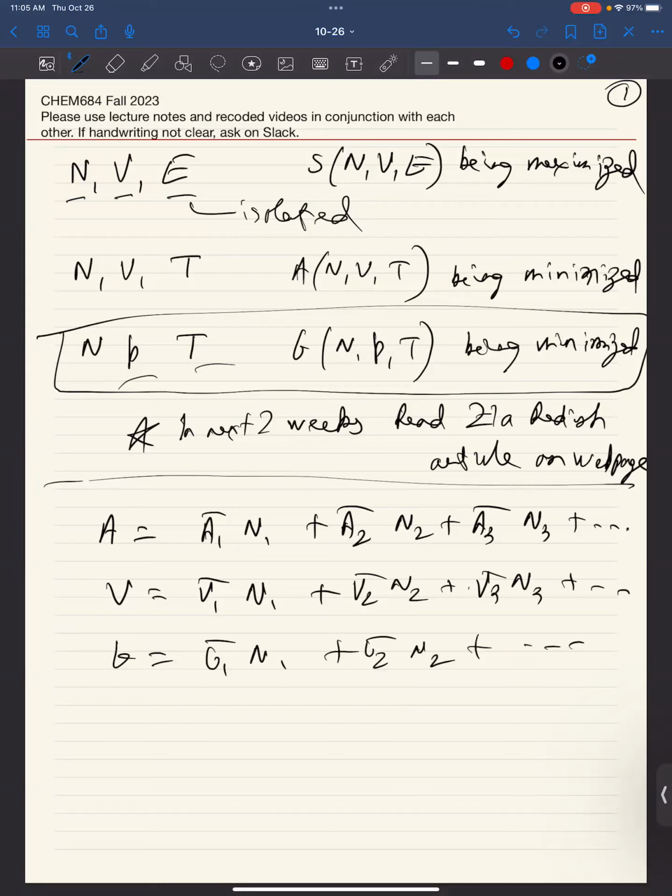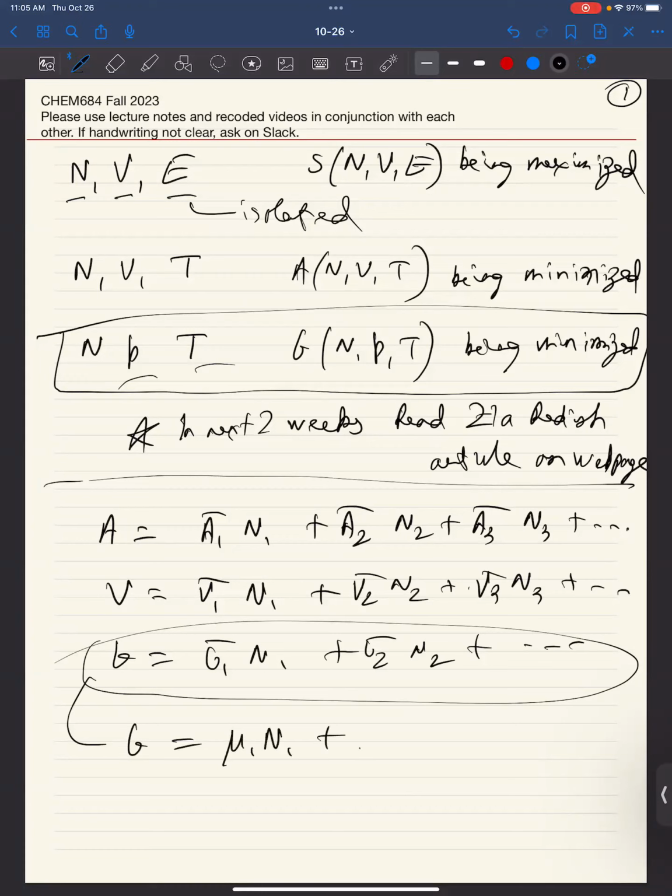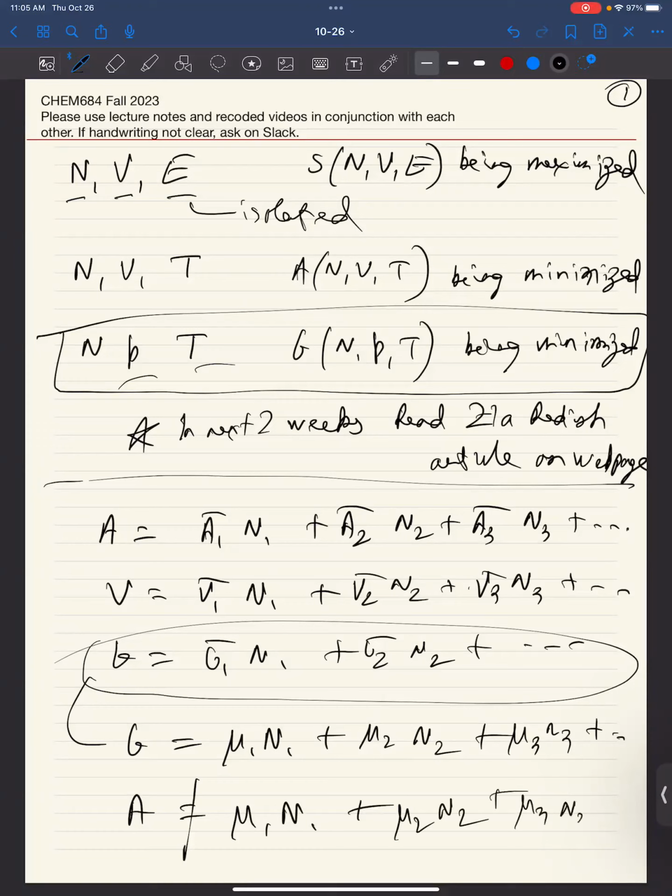But the way we defined partial molar, we defined it at constant pressure and temperature. So Gibbs free energy had a special significance. Gibbs free energy was the only one for which we could also write it as G is equal to mu1 N1 plus mu2 N2 plus mu3 N3, right? This did not exist for other quantities. A is not equal to mu1 N1 plus mu2 N2 plus mu3 N3, right?